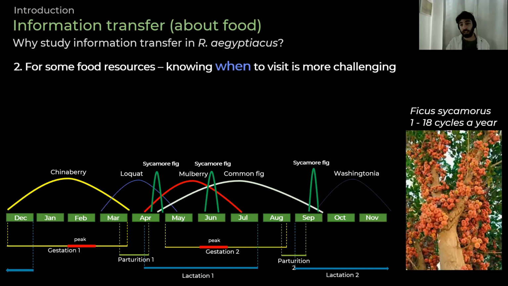We also know that even though they know where to find food, it's very difficult to know when to visit the fruits. We talked a little bit about this before, but the best example of it, and the focus of this study, is the Ficus sycomorus, which has about 18 cycles of fruits a year, so it's very, very unpredictable. Due to time, I'm going to skip the introduction, if I may, and just jump right into the results, okay? I don't think it will be a problem.